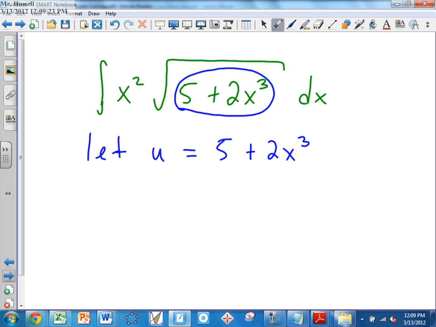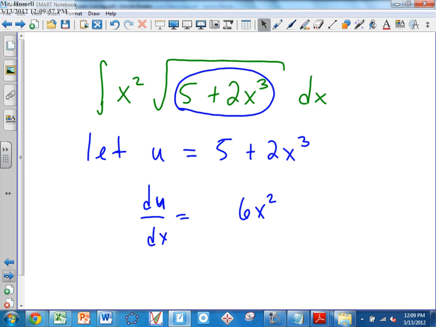Now, this is where derivatives come into play. If I know that that's U, what would du dx be equal to? What would the derivative of that be? The derivative of 5 is 0, because it's the derivative of a constant. The derivative of 2x cubed, bring down the 3, you get a 6, and x reduces to x squared. So du dx is 6x squared. Do we all agree at least?